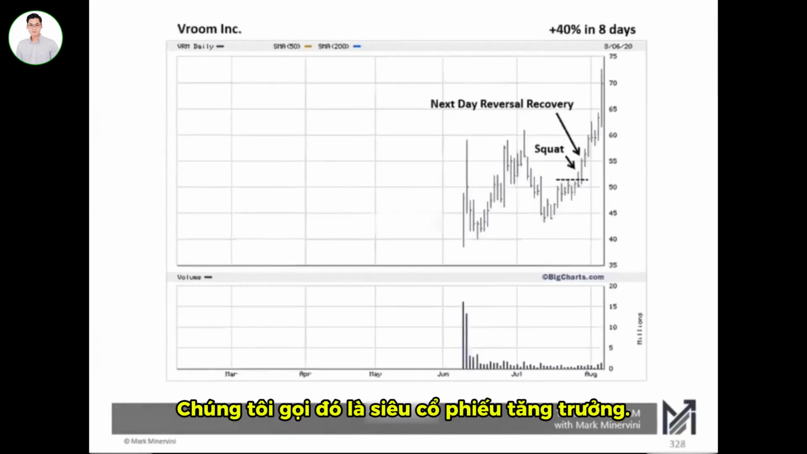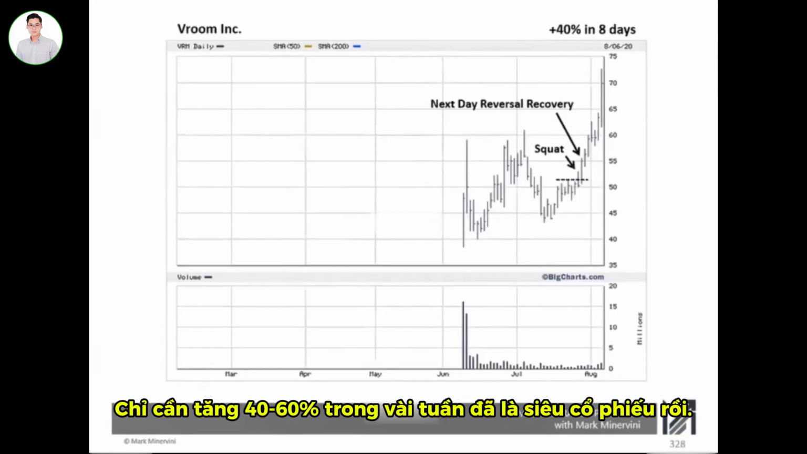So we're going to show you what we call super performers. Even if it goes up, again, 40, 50, 60% in just a couple of weeks, in our book, that's a super performer.